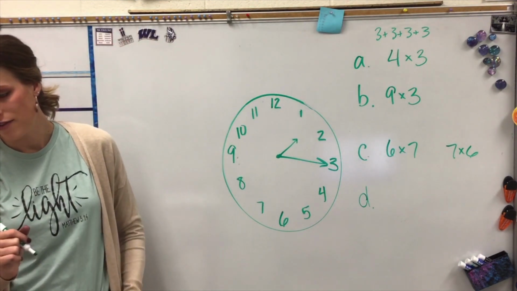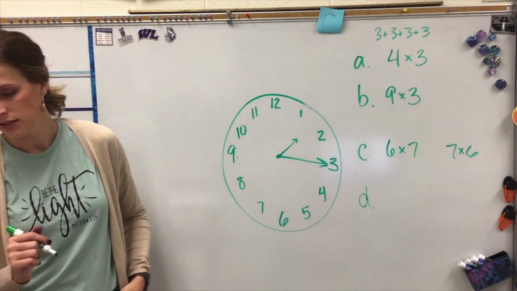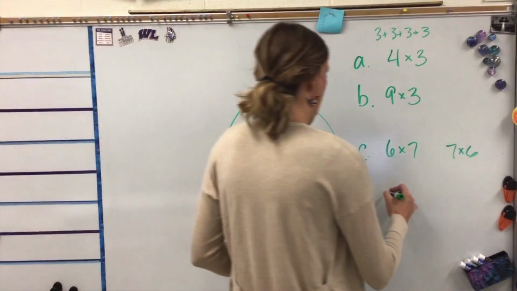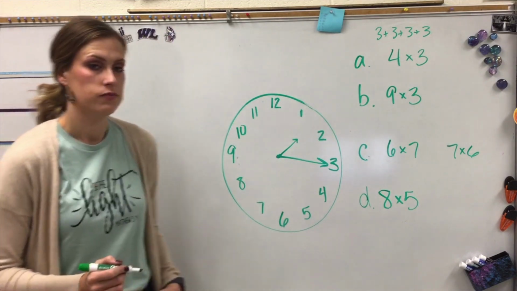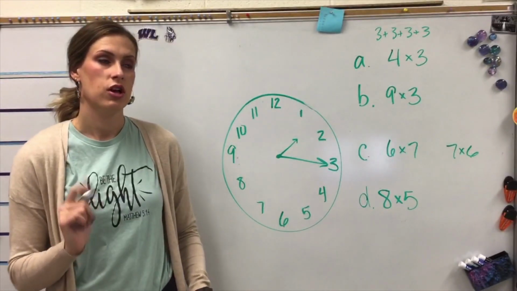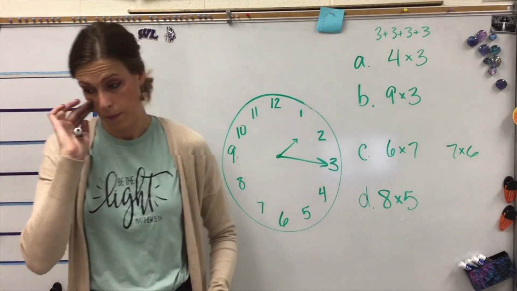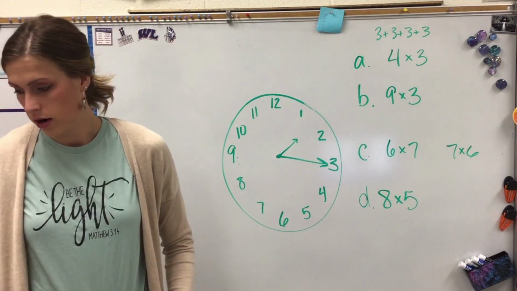D, how many 5's are there? 1, 2, 3, 4, 5, 6, 7, 8. So 8 times 5. Remember, today we're not finding the answer to those. We'll learn how to do that tomorrow.